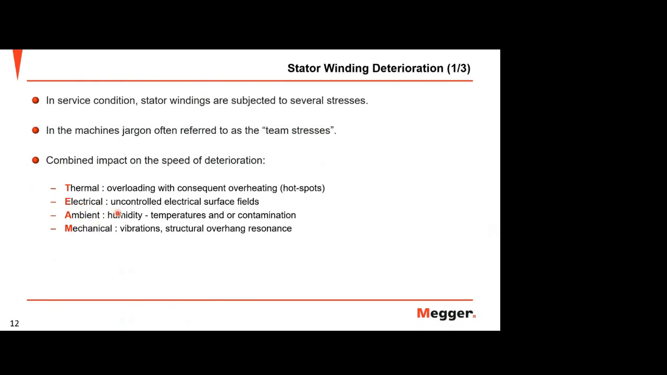So an example of thermal stress on the winding could be overloading with the consequent overheating. An electrical example could be uncontrolled electrical surface field causing an elevated electrical stress. For ambient conditions, we are talking generally about humidity, temperature, and also contamination. And finally, for the mechanical example, vibration such as a structural overhang resonance is a common example of mechanical stress.